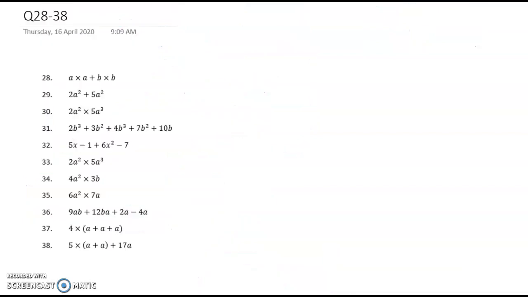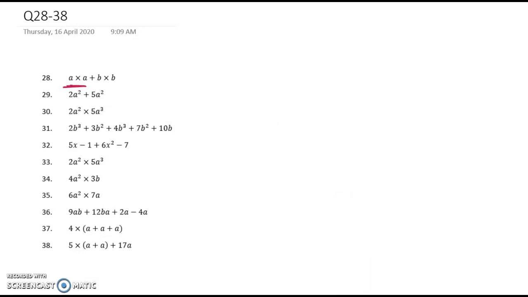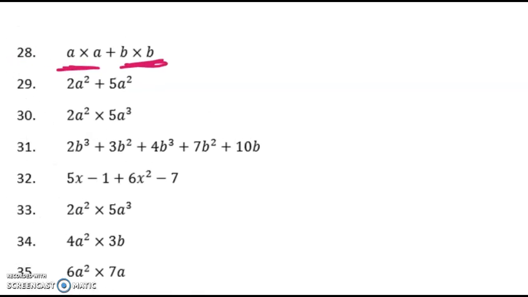Now here we've got some mixed up things with multiplication and addition. So we have to think about BEDMAS in here. There's a times a plus b times b. Just make this a little bit bigger for us. There we are. So that's a squared plus b squared. And that's as far as I can go because they're not like terms.